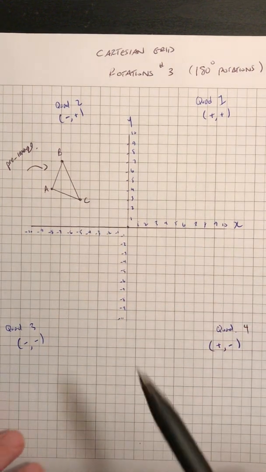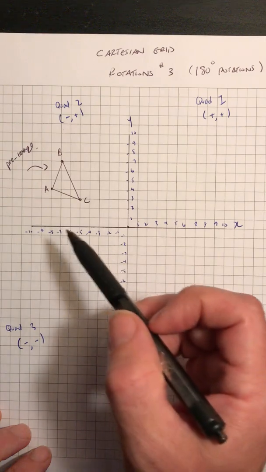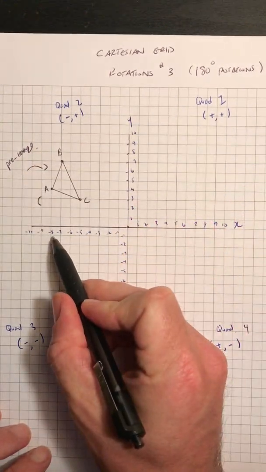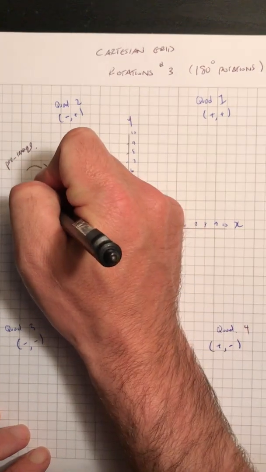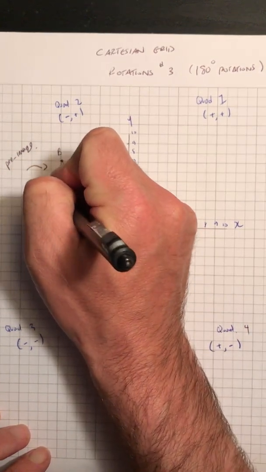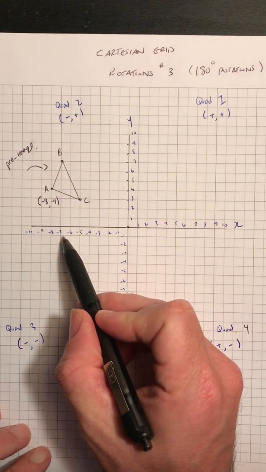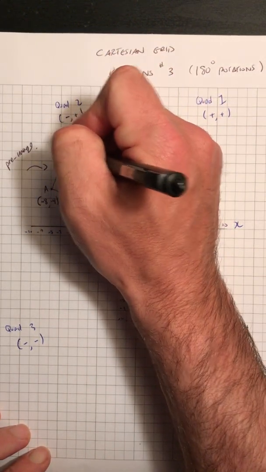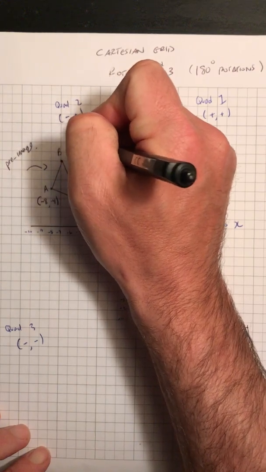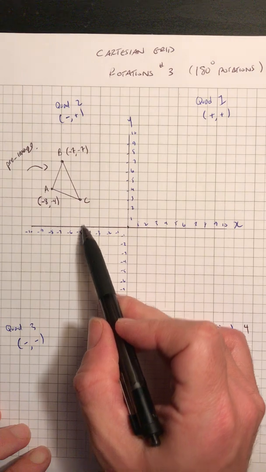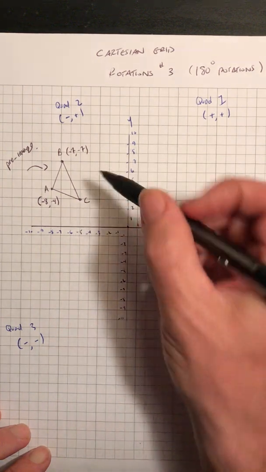So if we're going to put in the coordinates here for A, so what are we at? We're at -8, -4. Okay, so put that in. Let's go to B. We're at -7, -7. And if we go to C, our x coordinate is -5, our y coordinate is 3.